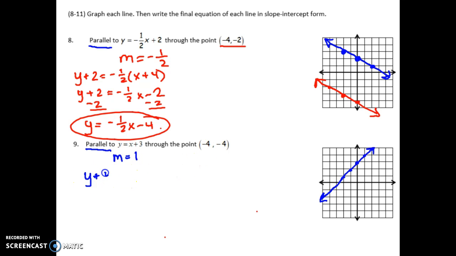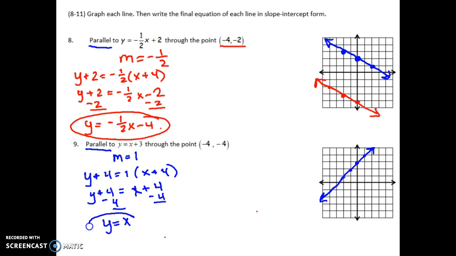So y plus 4 is going to be equal to 1 times x plus 4. I will distribute: y plus 4 is equal to x plus 4, and then I'm going to subtract 4 from both sides, and I end up with y is equal to x. And I've had some of you guys ask me, is that an equation? And it is. Your slope is actually 1, and your y-intercept is 0.